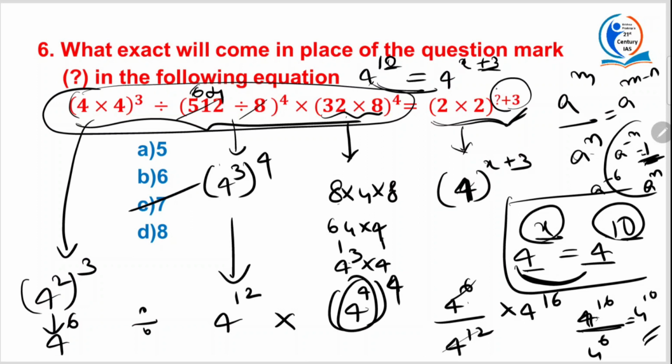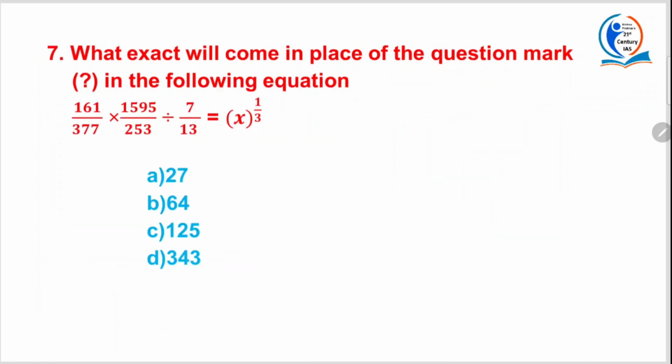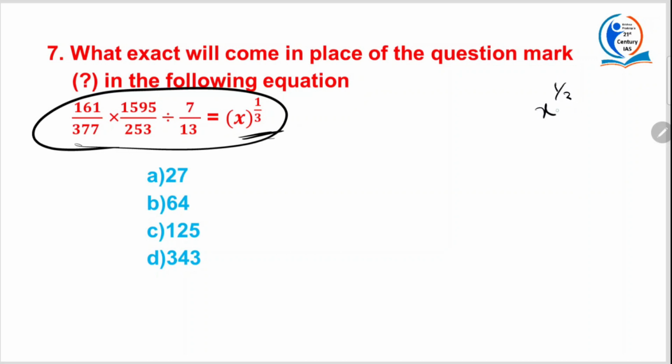Got my point? Okay. Now, what exactly will come in the place of the question mark in this equation? See, on the right hand side, he has given x power 1 by 3. So more or less you will understand that something has to be done on the left hand side, and you have to equate it to this one. Okay, that is clear. Now we'll come to this one.